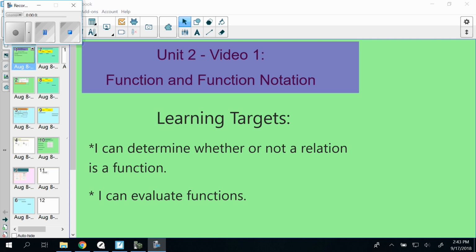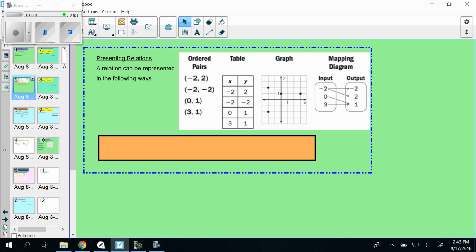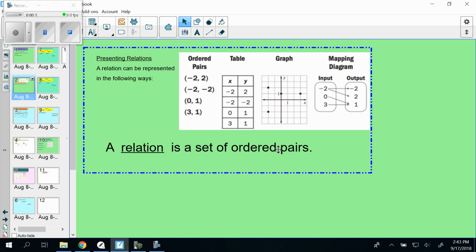Okay, welcome to Unit 2. We're going to be looking at relations and functions to start with. Relations can be represented in all these ways, but the main thing is that a relation is a set of ordered pairs. So we can actually write them in ordered pair form.